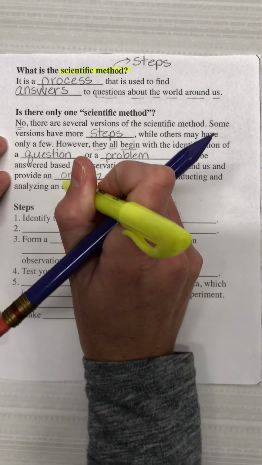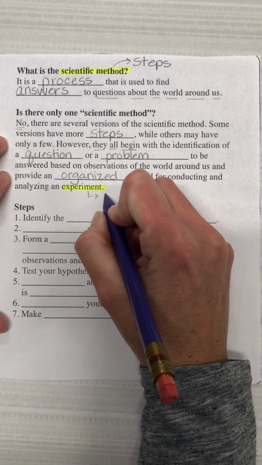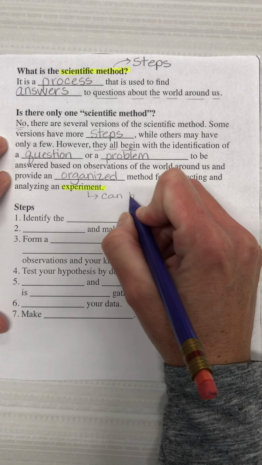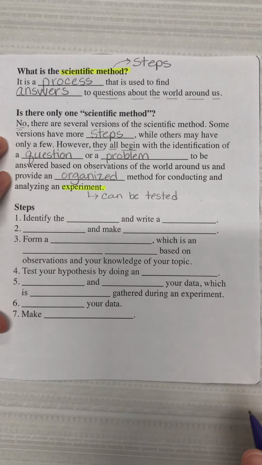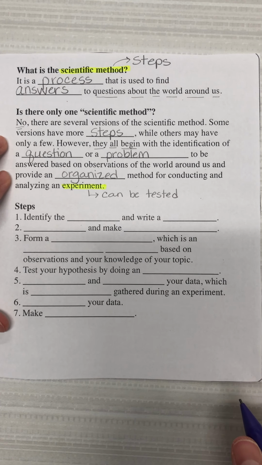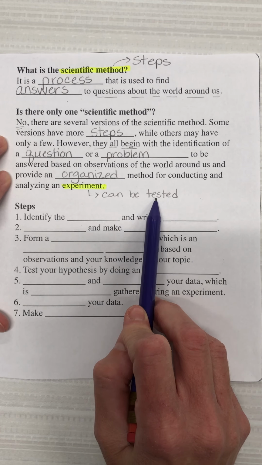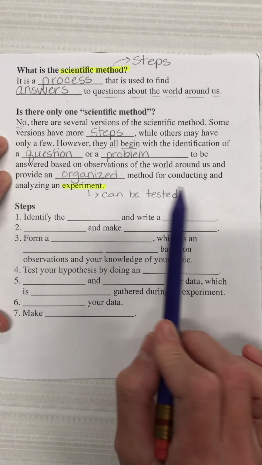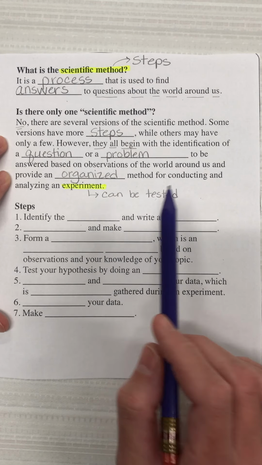So let's see, we're going to highlight two words here. Experiment means that it can be tested. Remember, some things that scientists wonder about are just investigations. They just wonder about something. But if they want to test something or see which is better or how many licks does it take to get to the center of a Tootsie Roll Pop, they would test that.